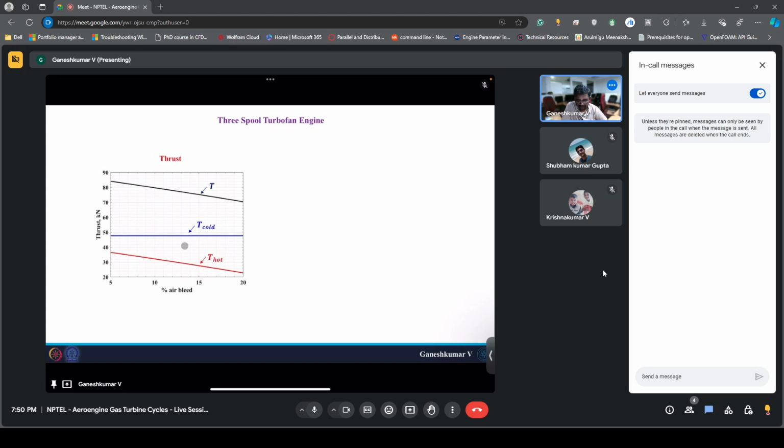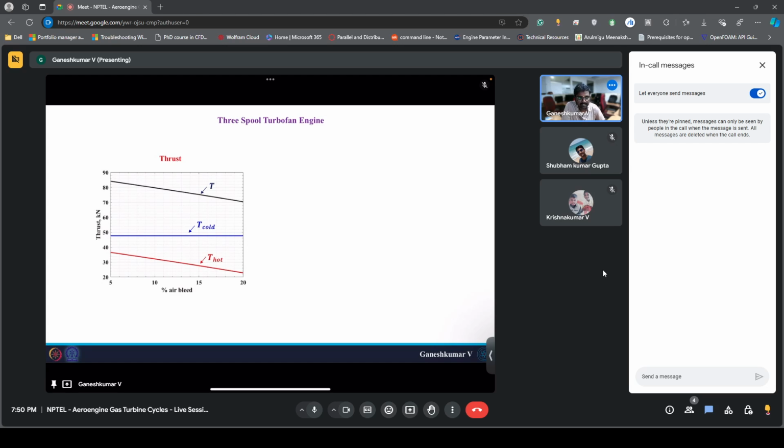So that's why, when you increase the air bleed, your mass flow rate at the exit is continuously reducing, and the thrust is a direct function of the mass flow rate. So a linear increase in air bleed causes almost a linear decrease in the thrust. So that's what you see here. Okay. And hence the total thrust, which is a summation of hot and cold, is going to be like this.